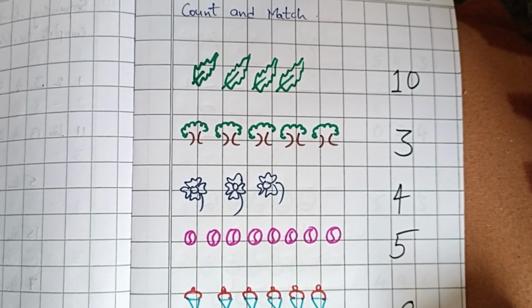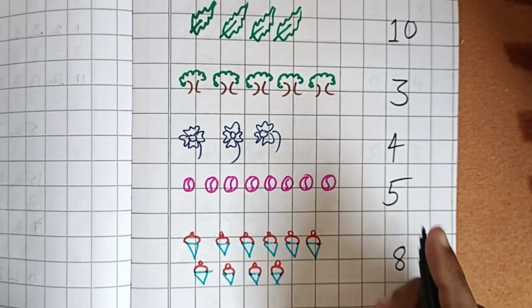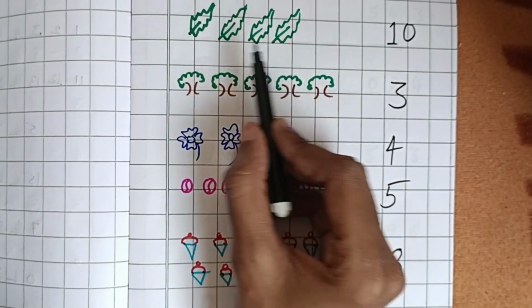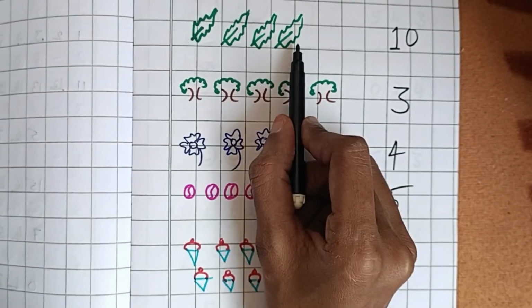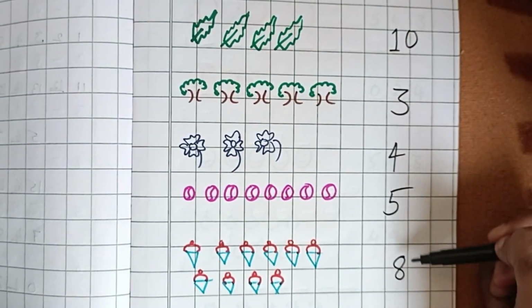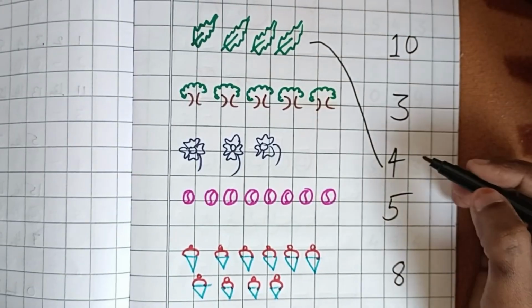Okay, from first to top we'll see. Are you able to see? First, how many leaves are there? Count. 1, 2, 3, 4. In this, where is the 4 number? Here. So we should match this 4.